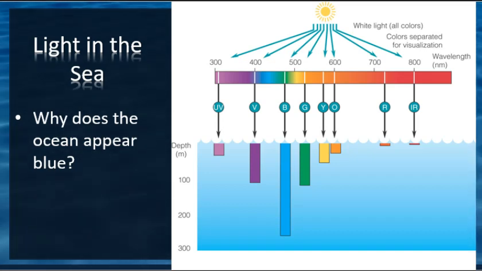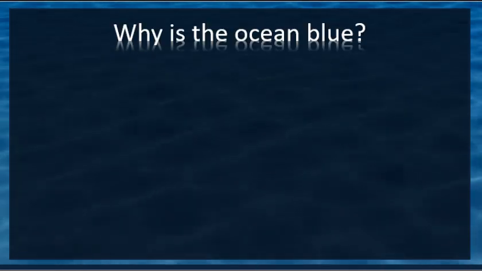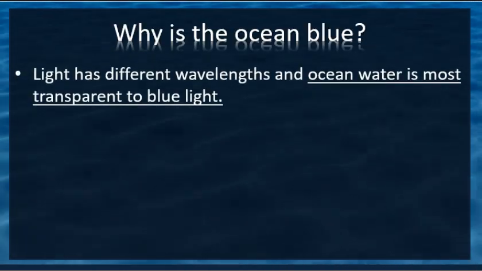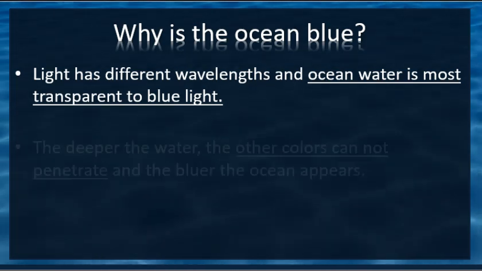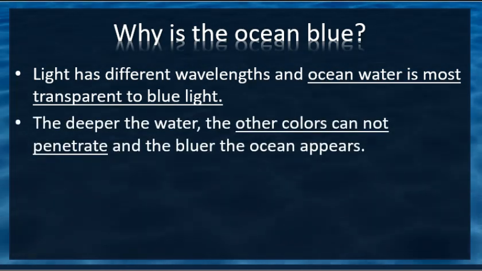at different wavelengths at different depths in the ocean. So look which one goes the deepest. That would be blue, right? So the blue lasts longer, if you will. The blue light lasts longer in the water. Okay, the rest of it gets reflected away. So here we're going to fill in some blanks. Ready? Light has different wavelengths, and the ocean water is most transparent. That's the way of saying it. It goes the deepest. Most transparent to blue light frequency. The deeper the water, the other colors cannot penetrate, so the bluer the ocean appears.